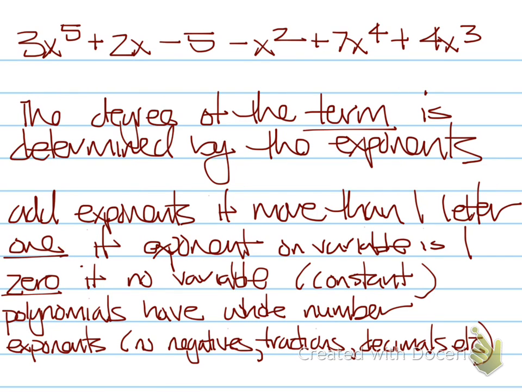The degree of each term is determined by the exponents. If there is more than one variable in the term, you will add the exponents for all of the variables. If you just have one variable, then the degree is going to be the power for that one variable. And the degree is going to be 0 if there is no variable, just a constant. Polynomials have whole number exponents, no negatives, fractions, or decimals, etc.